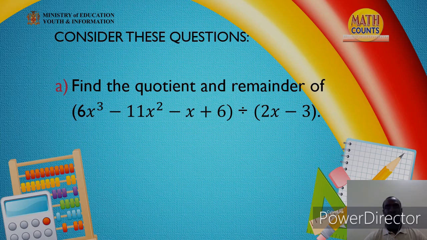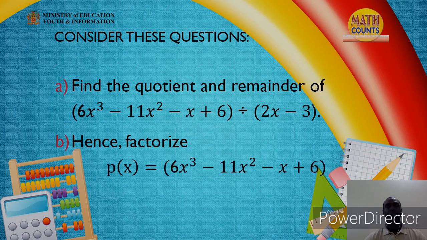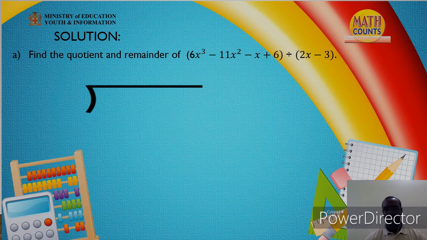Now, in our previous lesson you would have done dividing polynomials. So I now want you to pause the video and divide 6x raised to the third power minus 11x squared minus x plus 6 by 2x minus 3. Since you have already learned that concept, go ahead and find the quotient and the remainder. When you are finished, you are then going to factorize 6x cubed minus 11x squared minus x plus 6, that is equal to p of x. Let us now look at the solution, since you would have done it. And I know that you have been doing an awesome job, so let us continue.